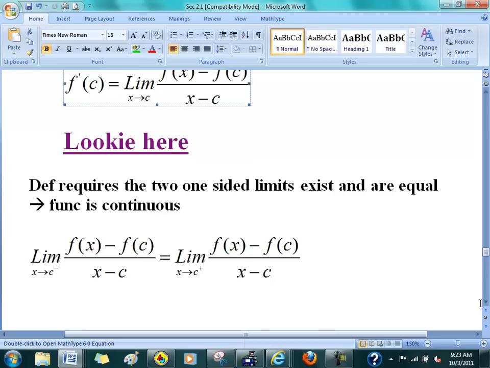Those are the one-sided limits, remember? The c minus is the limit from the left and c plus is the limit from the right. So you've seen these things before. Okay, you guys with me on this?